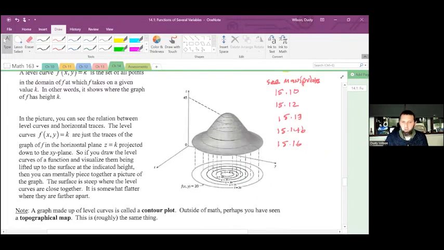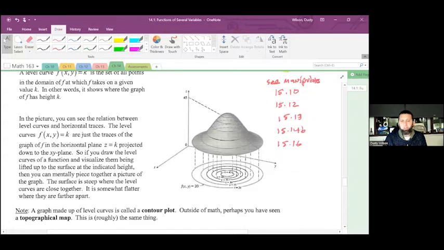In the picture, you can see the relation between the level curves and horizontal traces. The level curves f of x, y equal to k are just the traces of the graph of f in the horizontal plane z equals k, projected down onto the xy plane. So if you draw the level curves of a function and visualize them being lifted up to the surface at the indicated heights, then you can mentally piece together a picture of the graph. The surface is steep where the level curves are close together. It is somewhat flatter where they are farther apart.